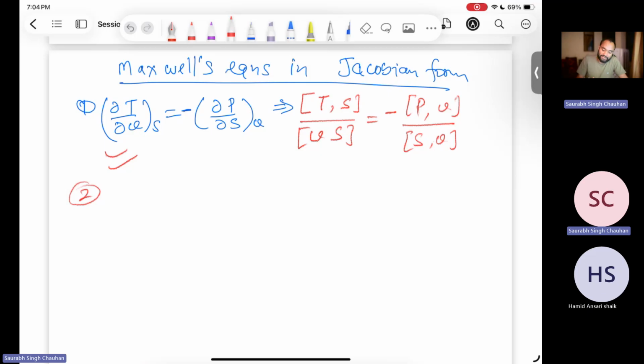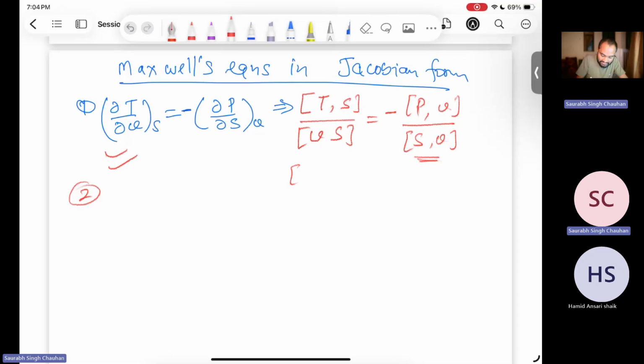And there was one more property. What was that? If we flip the order, here in the denominator we have V comma S in the first part, and in another part we have S comma V in the denominator, right? If we flip the sign of one of them, let us say S comma V, you can write V comma S with a negative sign. So these two will cancel out, right?